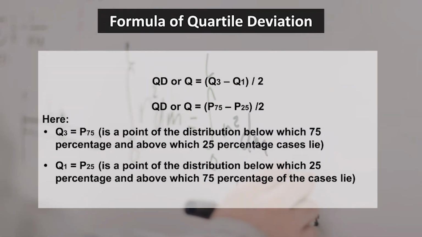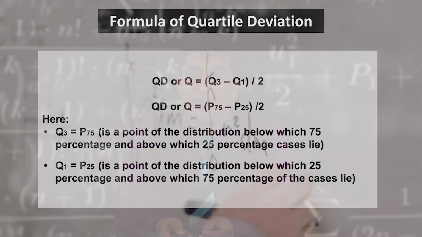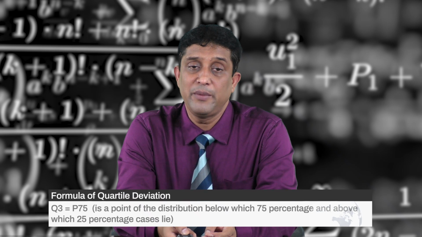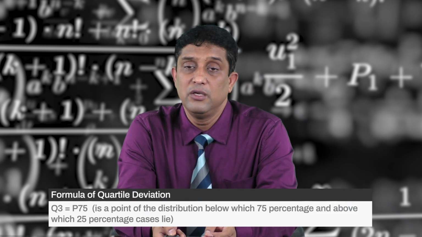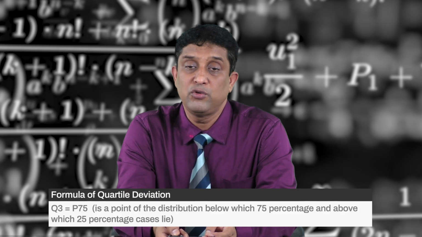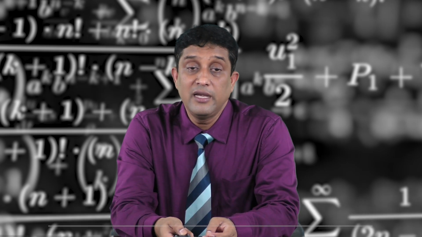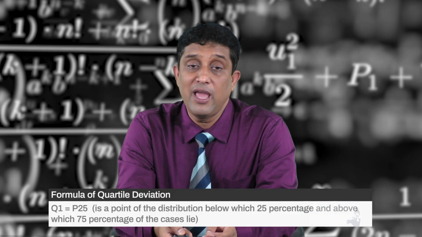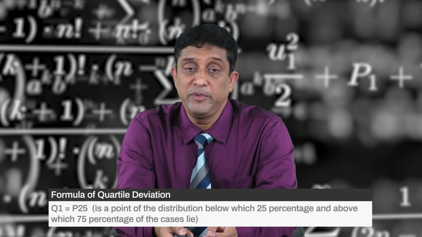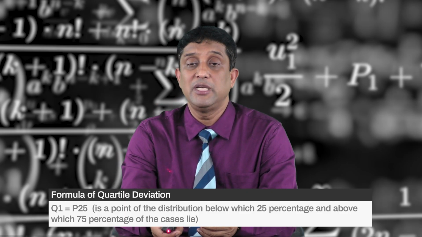And as I have already said, Q3 is equivalent to P75 because this is the 75th percentile, and P25 is the 25th percentile. So that's why Q3 is equivalent to P75 and Q1 is equal to P25. Here Q3, called P75, is a point of the distribution below which 75% and above which 25% of the cases lie. And Q1, that's called P25, the 25th percentile. It means it is a point of the distribution below which 25% and above which 75% of the cases lie.